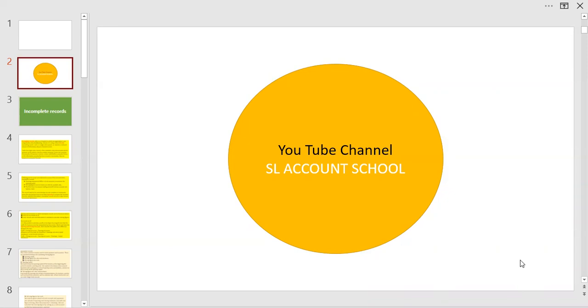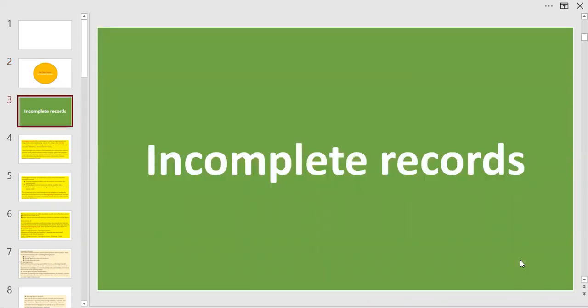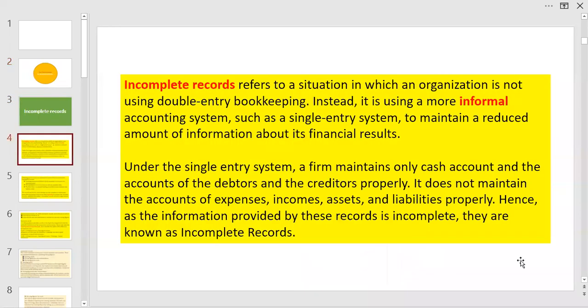Today's topic is accounts prepared from incomplete records. Incomplete records refers to a situation in which an organization is not using double entry bookkeeping. Instead, it is using a more informal, mark the word informal, accounting system such as a single entry system or some memorandum records to maintain a reduced amount of information about its financial results.